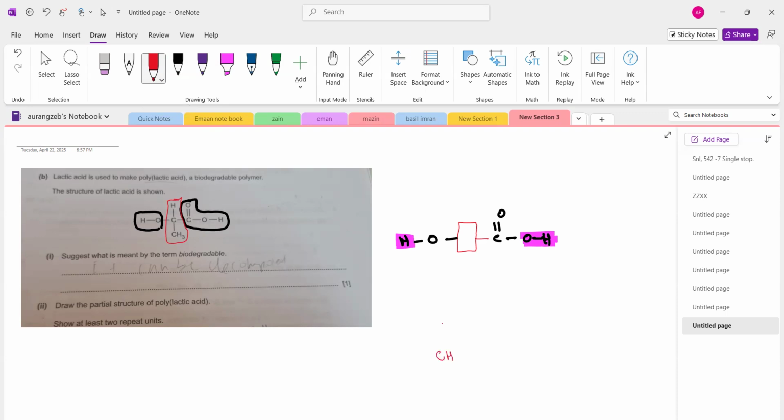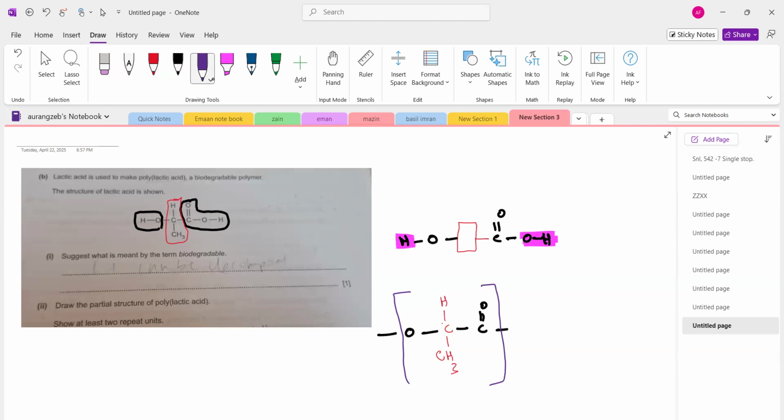It was CH3 and then C and then H. As you can see, this part I encircled with the red color. Now on the right side, it will be C double bond O. This OH group is gone, right? And on the left side, there is O. This H is also gone. So I have taken one of the repeating units. Look at this, that is one of the repeating units.